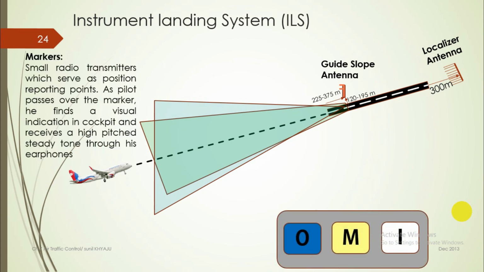And the third component is the marker. Markers are also small radio transmitters which serve as position reporting points. As the pilot passes over the marker, he finds a visual indication. These are the visual indications showing the outer marker, middle marker and inner marker. As he passes over the marker, he finds a visual indication in the cockpit and receives a high pitched steady tone through his earphone.